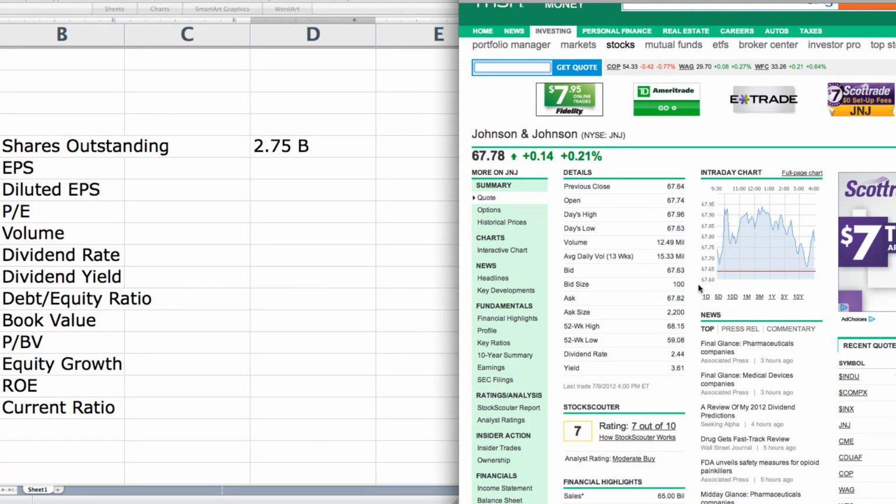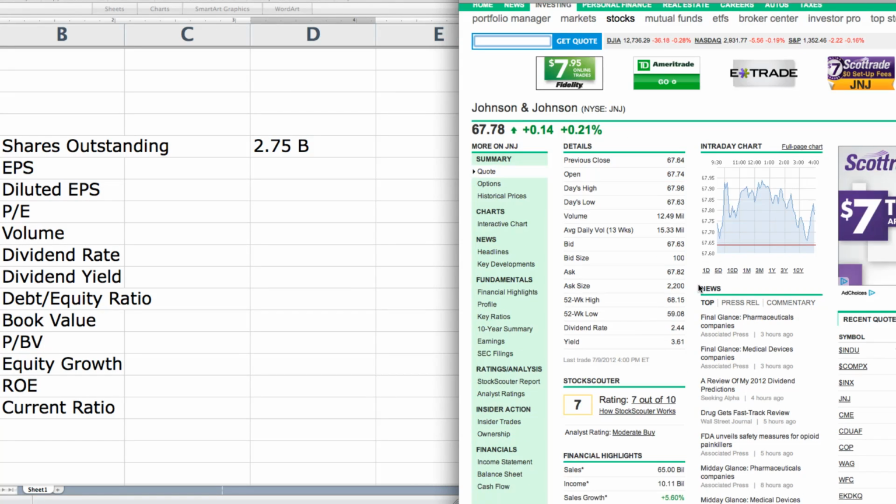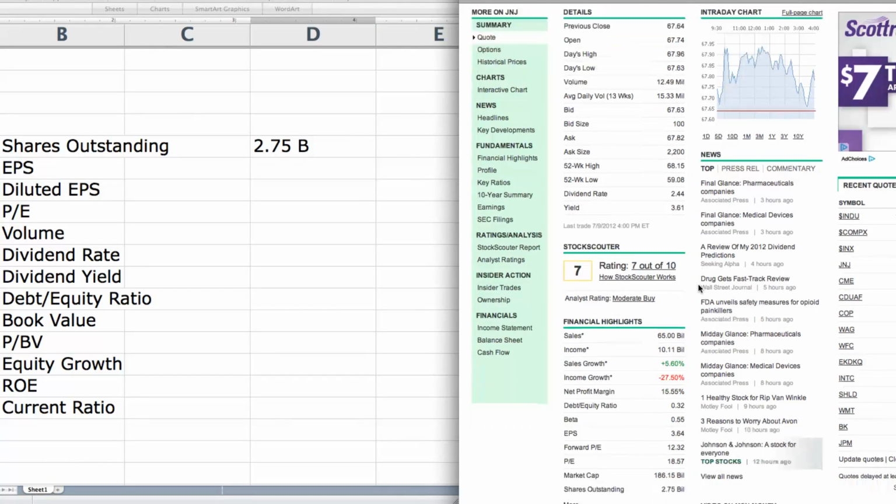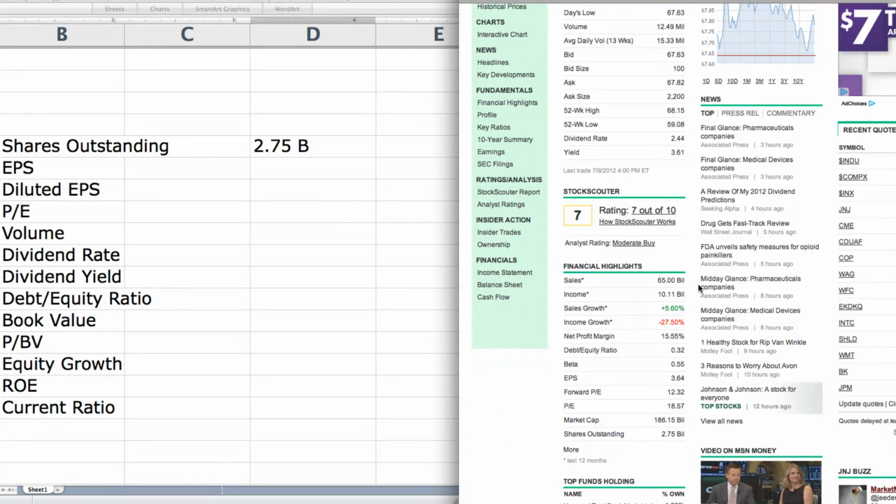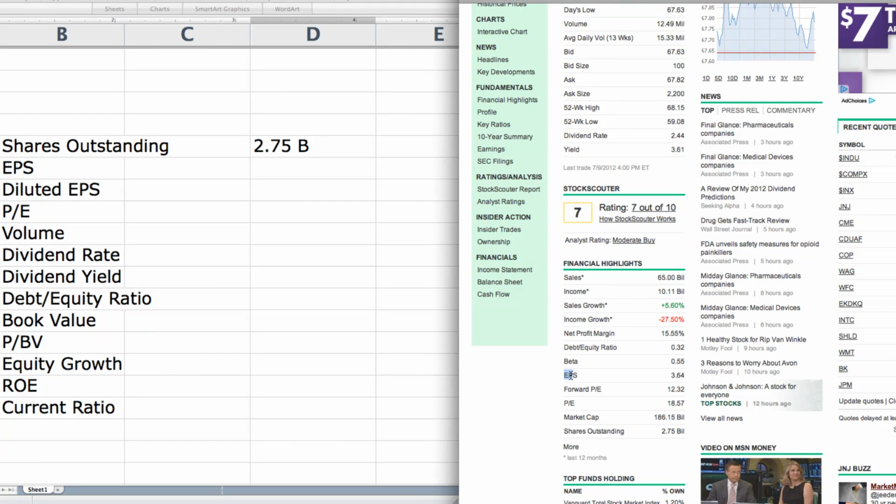So for this number, all the employees have already been paid. All those numbers are already taken. This is the money that's left over at the end of the year per share. We can find the EPS by just scrolling down off the top level page, and you can see it says EPS 3.64, so $3.64 per share. Where they're getting that number is off the income statement.